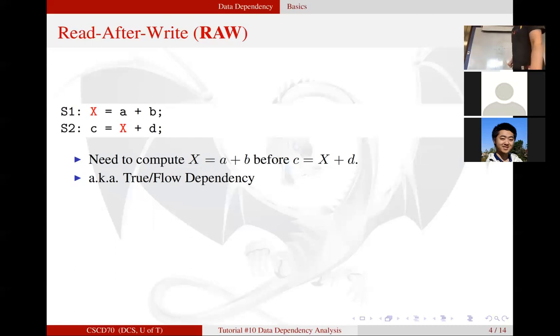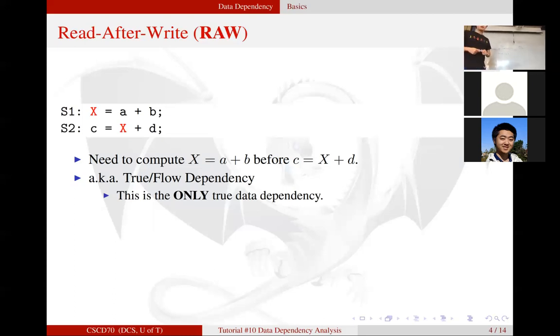Why is it called true dependency? Because, as we will see later, read after write dependency is the only true data dependency, which means that it's impossible for it to be resolved. As we can see from the sequence of instructions, it is impossible for us to compute the value of c before the value of x.